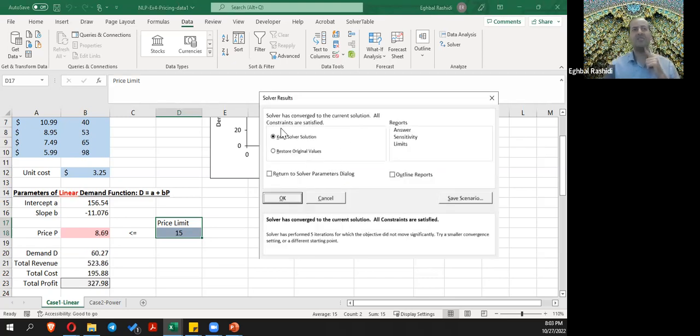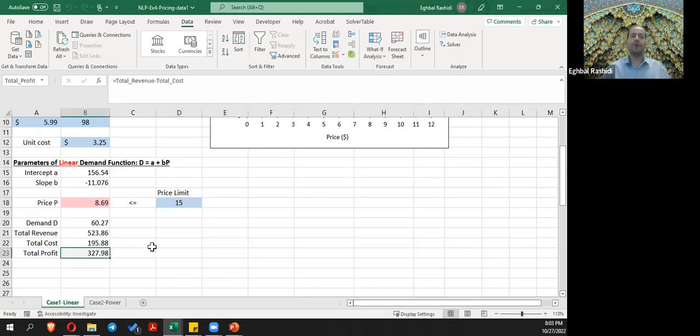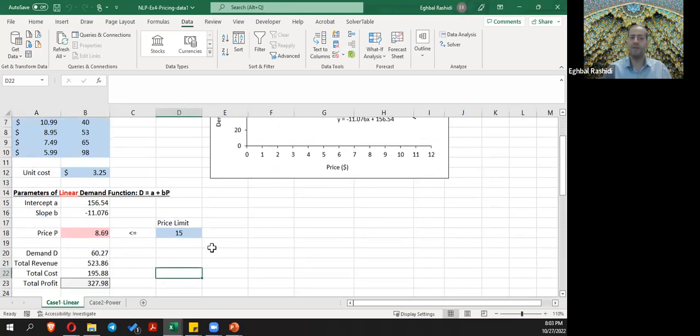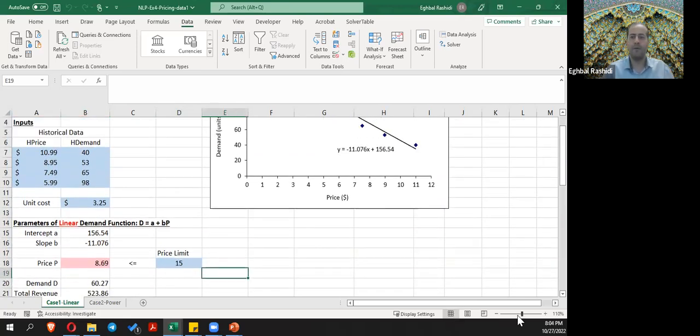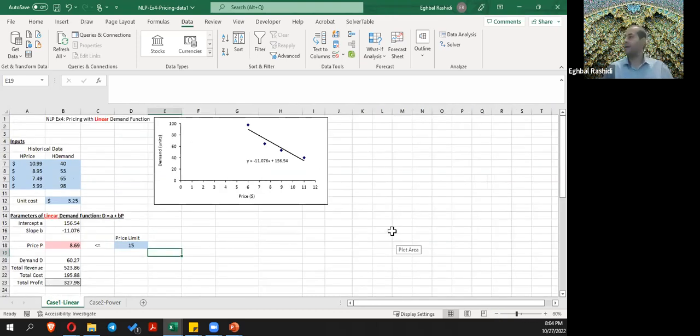It says solver has converged to the current solution. It didn't say whether optimality conditions are satisfied or not. It says all constraints are satisfied. That means that your solution is feasible. So that's a good thing. And the optimal price here is 8.69. And the total profit is 327. This is the same thing that I got before. So this is actually the optimal solution. Okay. Any questions over here?